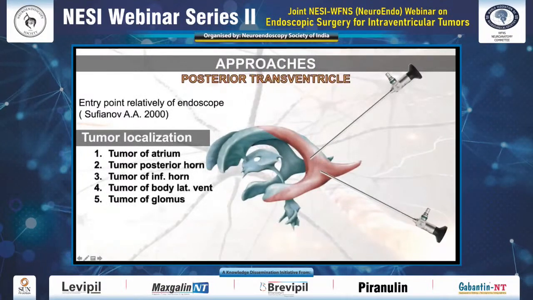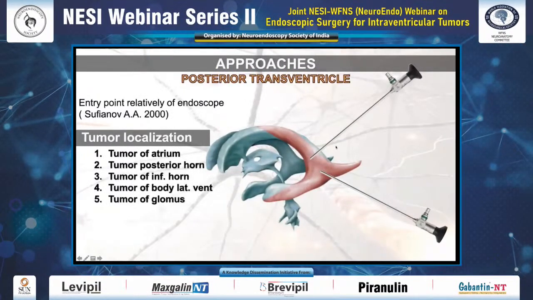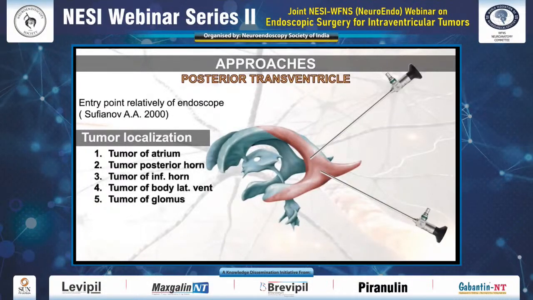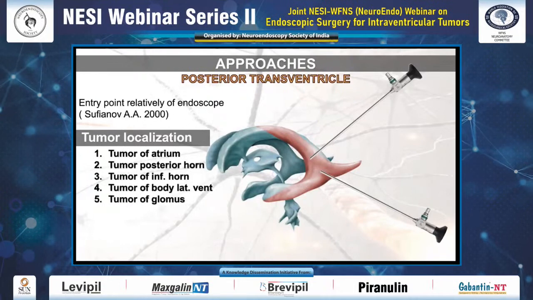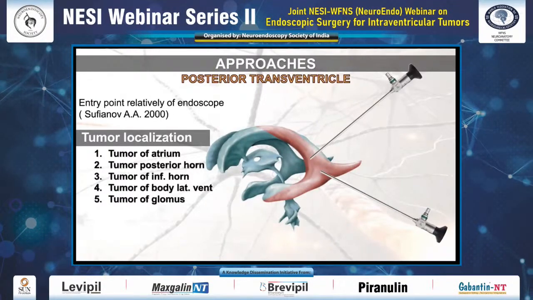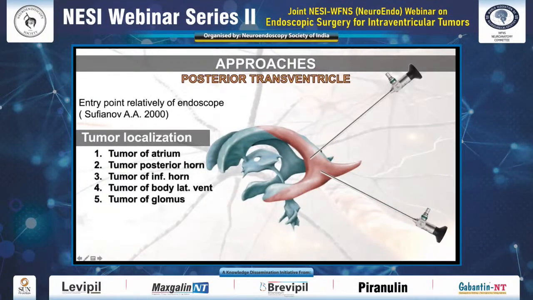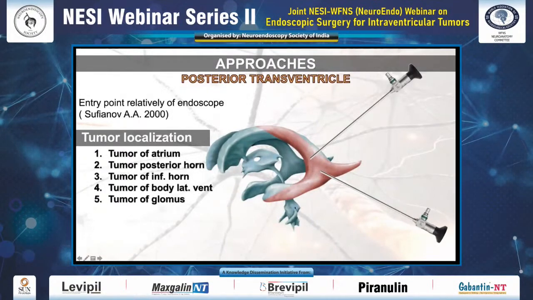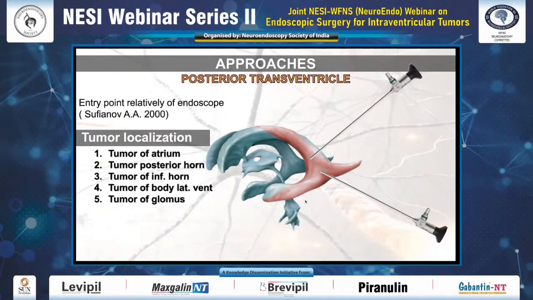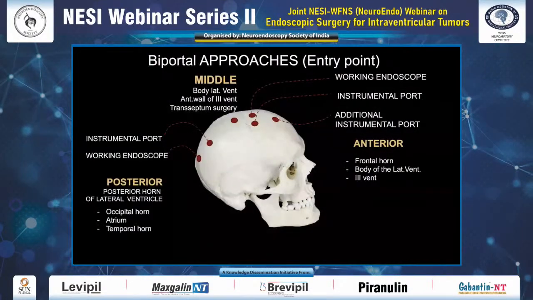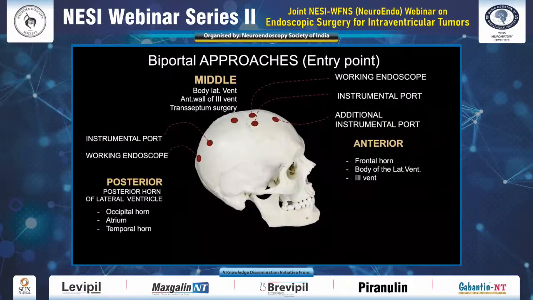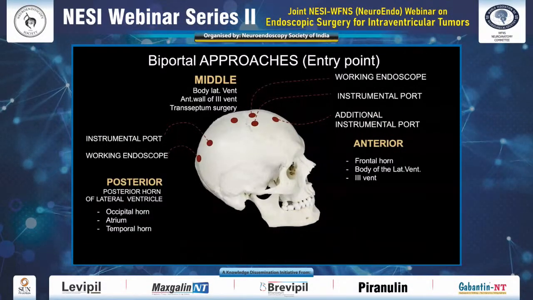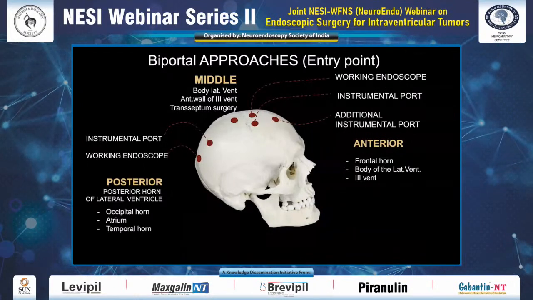Another is the posterior transventricular approach. You see, for tumors, the main localization is the atrium. You see like this. Also the posterior horn is possible, the body of the lateral ventricle, the glomus, and the inferior horn also is possible. So these are the main three approaches for practically all parts of the ventricular system of the brain.